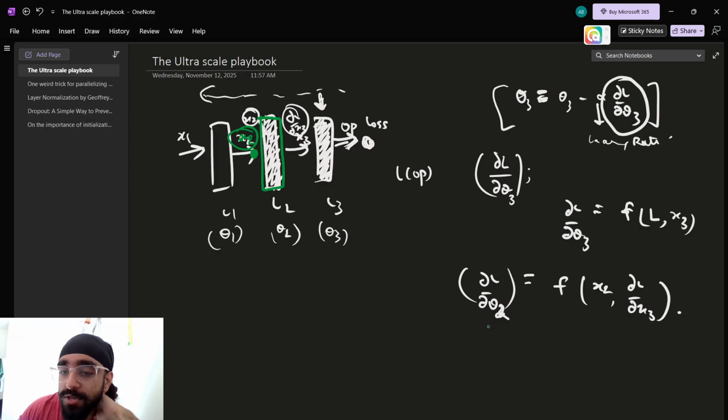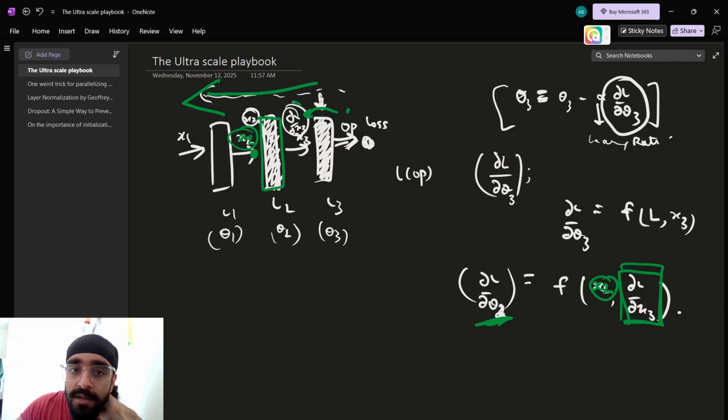Why I am saying this is because to calculate the gradient of this layer, we also need this intermediate tensor, and while doing backpropagation, we already have this dL/dx3 because we are backpropagating gradients. For example, here we have the loss, and when we backpropagate through this layer, we have dL/dx3, which can be used to calculate the gradients of L2. And when we backpropagate through this layer also, we will have dL/dx2. So we don't need dL/dx3 in memory anymore. We can discard that, and we can keep dL/dx2 in memory.